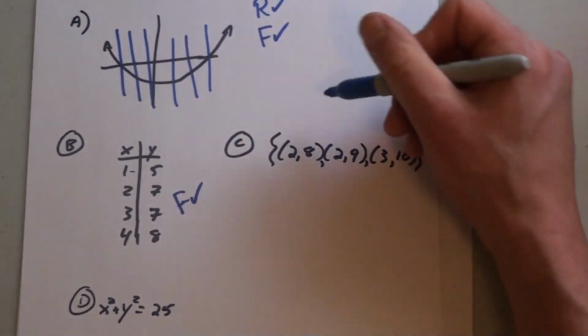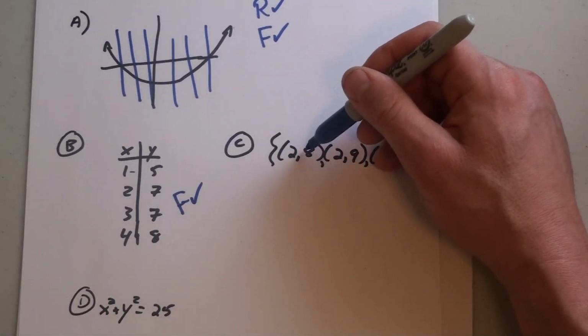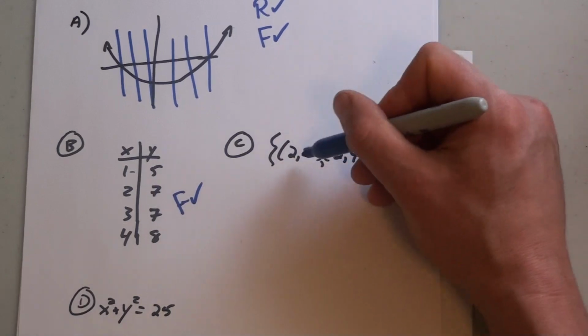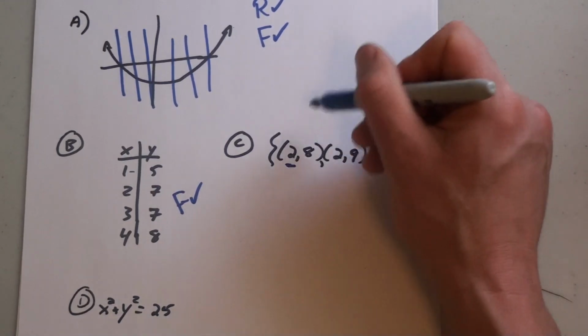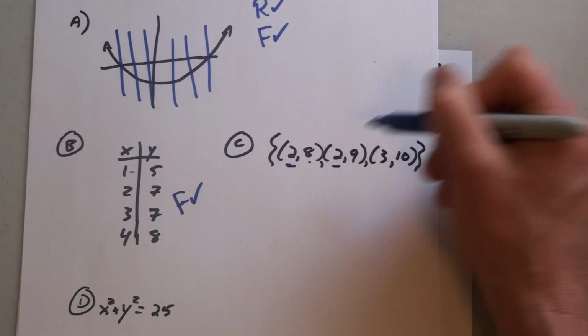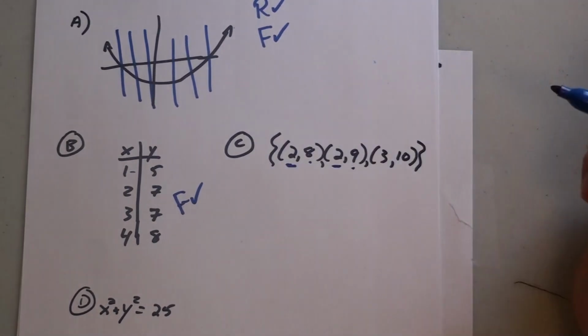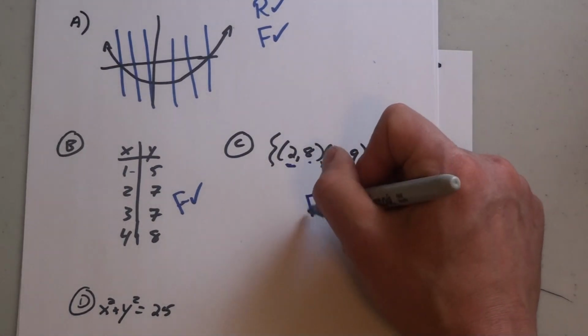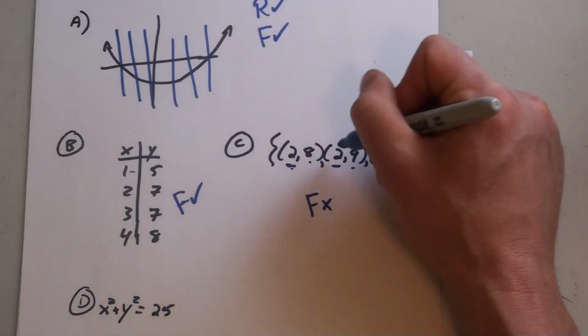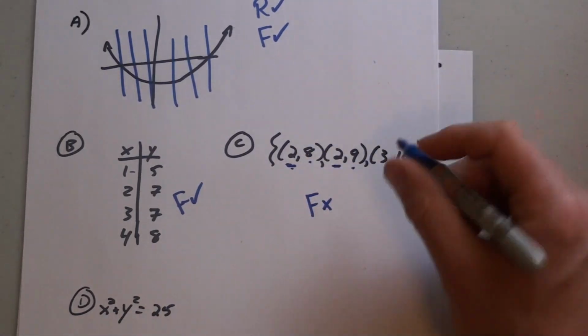Here's a set of coordinates. Inputs being my x value, outputs being my y value. I have an input of 2 giving me an output of 8. I also have another input of 2, same input, giving me an output of 9. It will not be a function. The one input of 2 gives me two different outputs, 8 and 9.